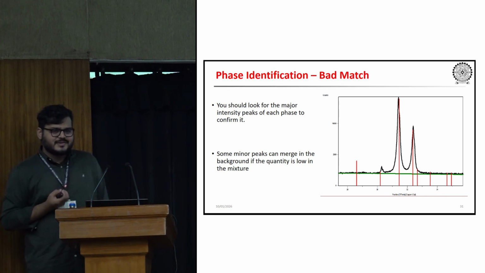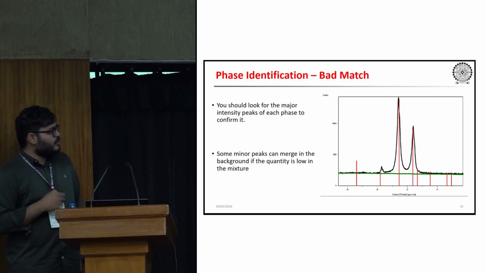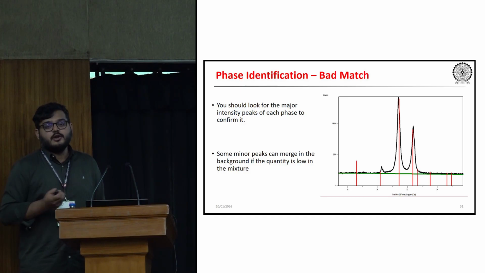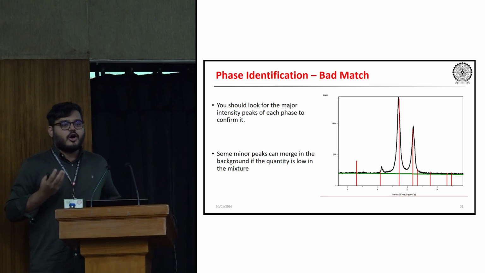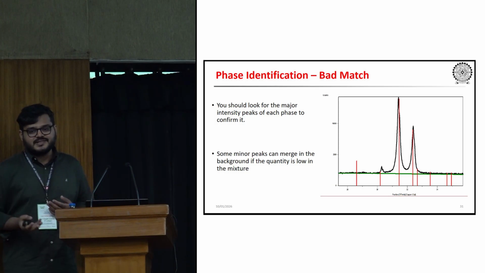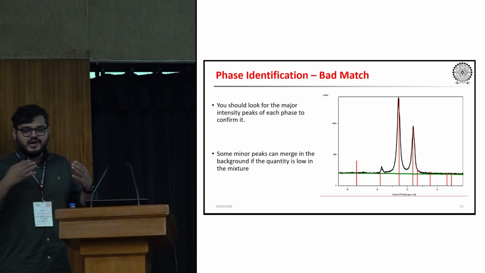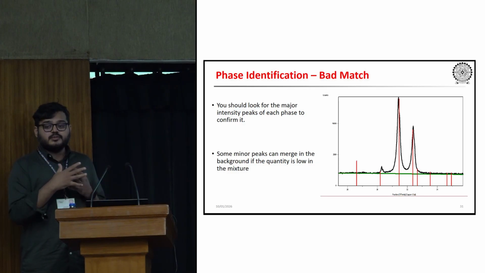Also important, if you have some very minor phases in trace amounts, these peaks can merge into the background if the quantity is very low in the mixture. For example, you have 1%, 2% of a material, and you have a complex material like cement, which typically will contain around 8 to 9 different phases. Some of these peaks might merge into the background, or the peaks themselves could merge.